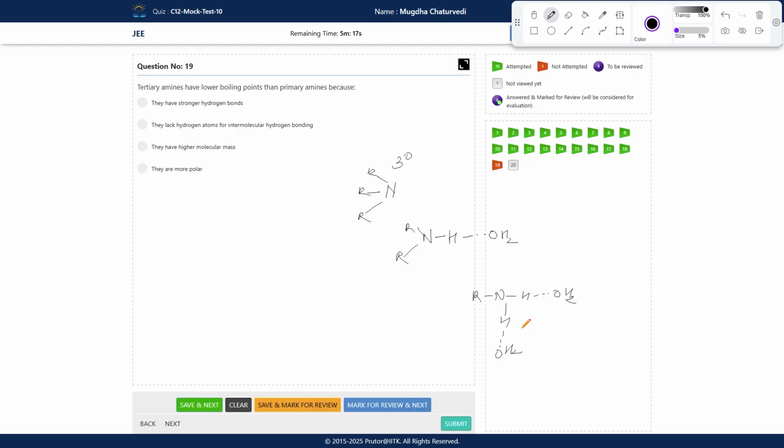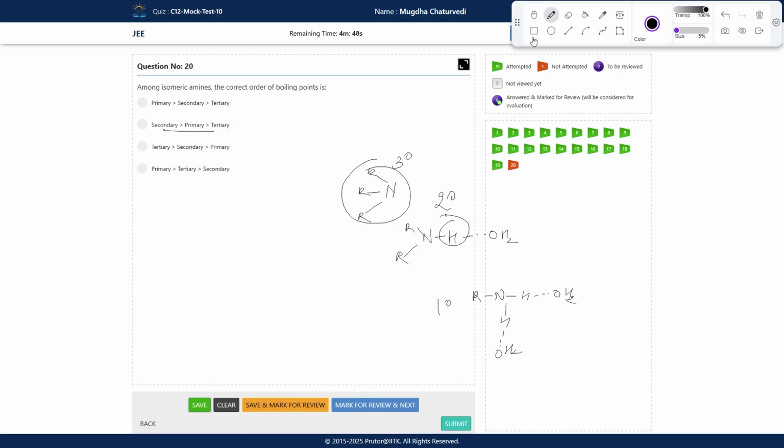If you read this question carefully, you will see that tertiary amines lack the hydrogen atoms for intermolecular hydrogen bonding. That is why they have lower boiling points than primary amines. There is no hydrogen available here, there is only one in secondary, and in primary amine I have two hydrogens. The right answer for this question is they lack hydrogen atoms for intermolecular hydrogen bonding. Now let us look at the last question.